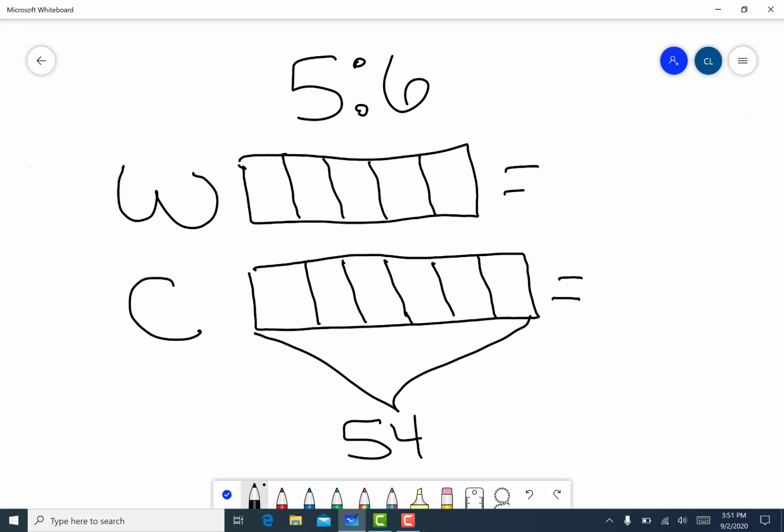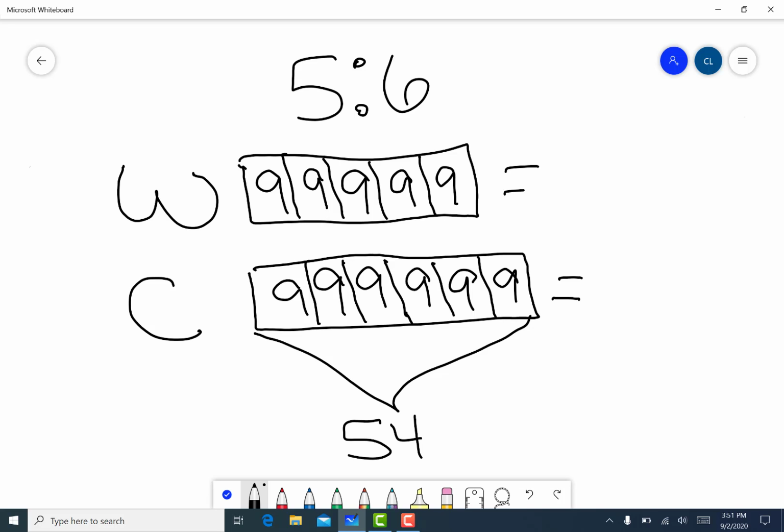Okay, so you should have seen that if there were 6 boxes for cashews, 54 divided by 6 is 9. And you may go ahead and read. So that means each one of these boxes is equal to 9. If each one of these boxes is equal to 9 with cashews, that means all the boxes for the walnuts are also equal to 9. So there's 5 boxes for walnuts that are all equal to 9. 9 times 5 is 45.